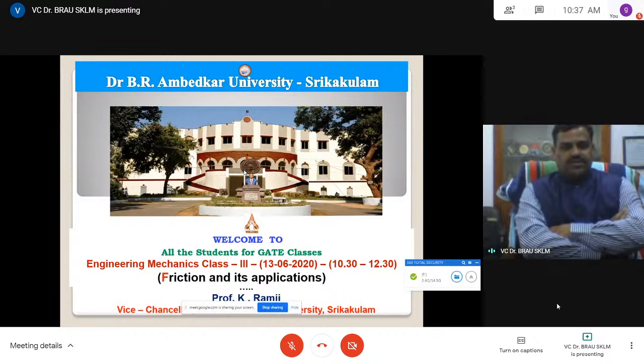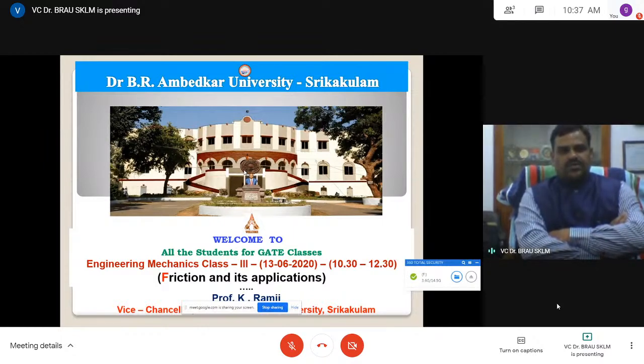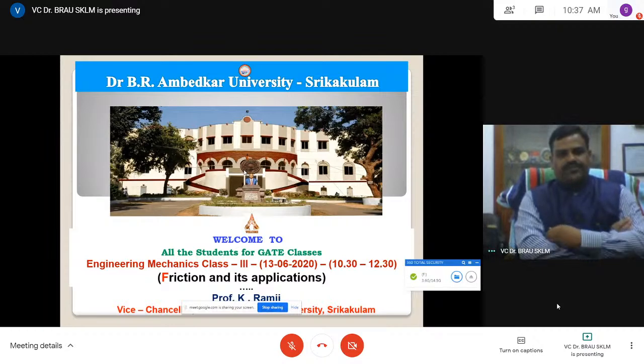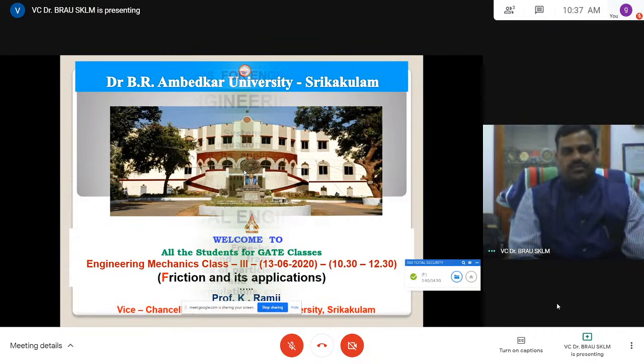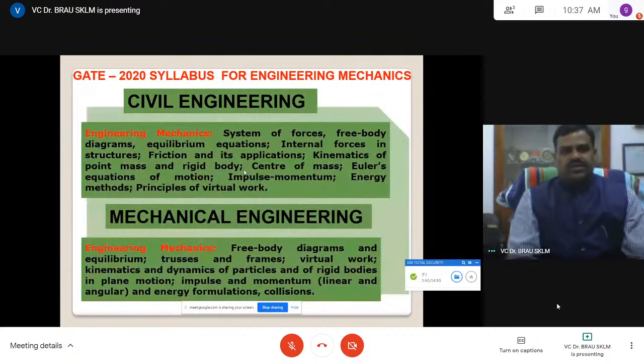But what is the friction and its applications? So we'll try to discuss today, and after that we are going to solve some problems and see what is the methodology. So this is the syllabus as for civil and mechanical. Both cases it is there in the syllabus. In civil it is specifically mentioned, friction and its application. In mechanical it is inbuilt. That means, you didn't mention, but when you are considering a mechanical system, friction is mandatory. That's why it is very useful for both the students.